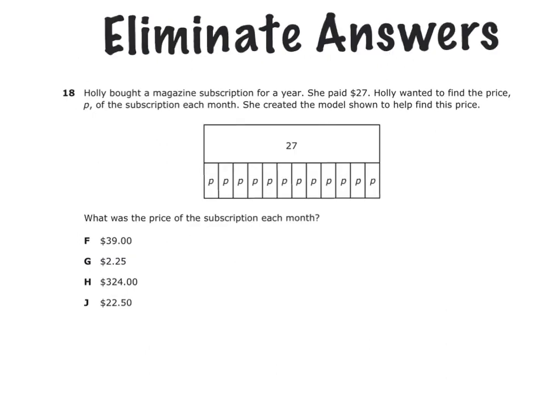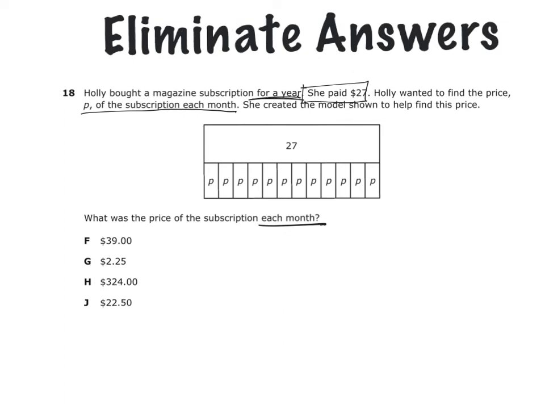Okay, probably one of my favorite things to remind you to do is eliminate those stupid answers that I did in the last slide, but just one more time so you can see how we eliminate answers. But once again, I'm going to go back through them all. We're going to read the question carefully, make sure we underline, highlight, bold, whatever you need to do, the important stuff. Holly bought a magazine subscription for a year. She paid $27. For the entire year, she paid $27. Holly wanted to find the price P of the subscription each month. She created the model shown below. What was the price of subscription each month?